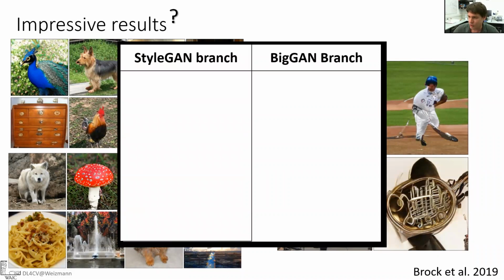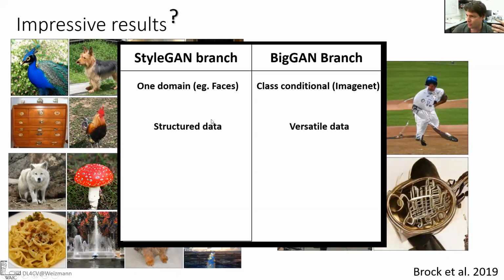So I want to show you that we just had these two branches of types of GANs. So I have this StyleGAN branch and the BigGAN branch. So StyleGAN is made to train on one domain. The most famous one to train it over is faces. And the BigGAN branch uses this class conditional thing, and you train it over ImageNet, which is much harder. You have structured data, so faces are all aligned, the eyes are in the same place, whatever. And here you have very versatile data. Think about how different a dog is from a spaghetti bowl.